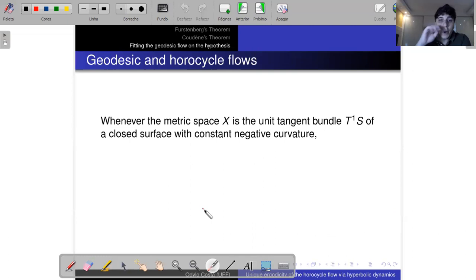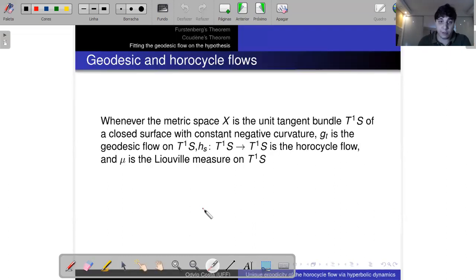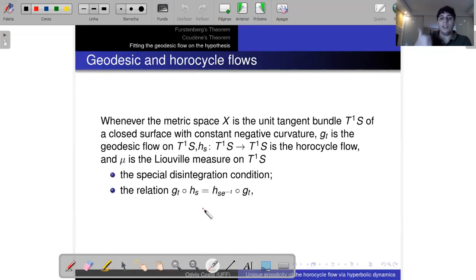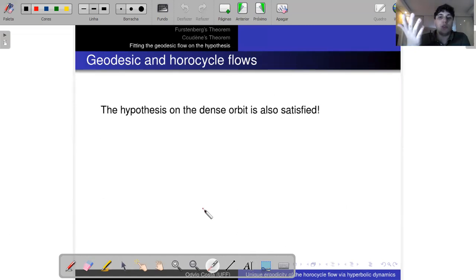Whenever the metric space is the unit tangent bundle of a closed surface with constant negative curvature, G is the geodesic flow, H is the horocycle flow, and mu is the Liouville measure, then we get the special disintegration condition and the relation between the flows automatically. So we must ask whether the dense orbit condition is satisfied for the flow H.